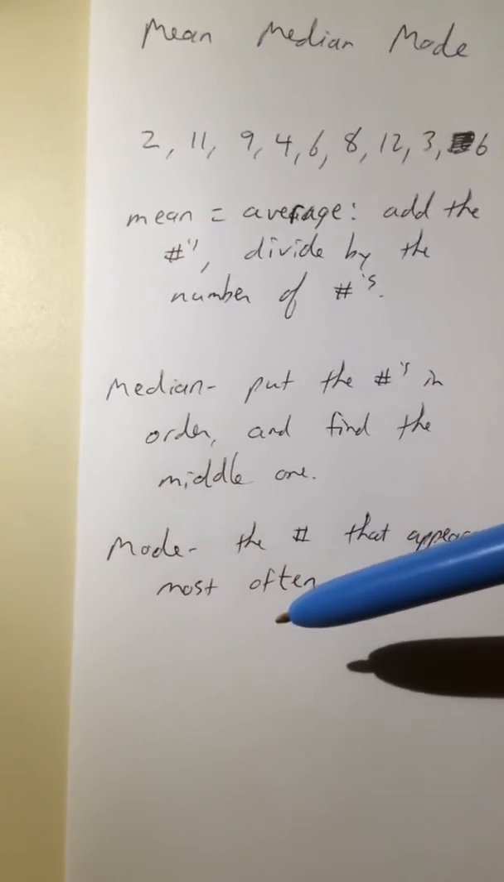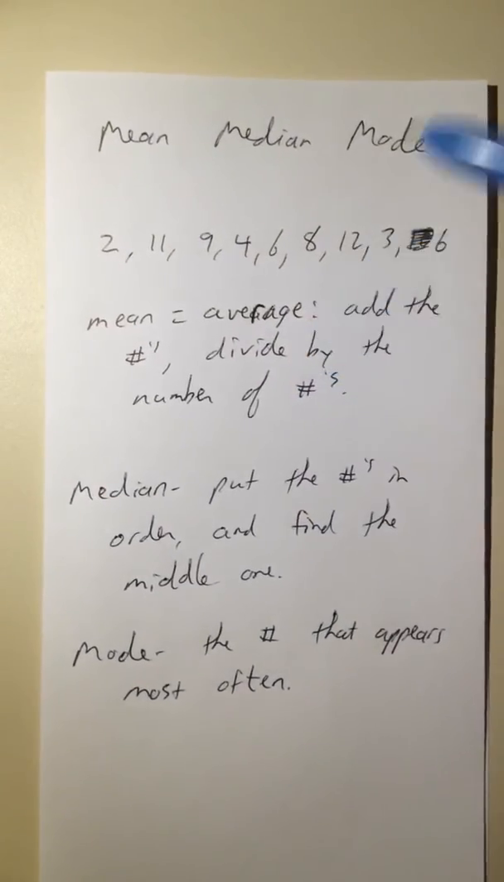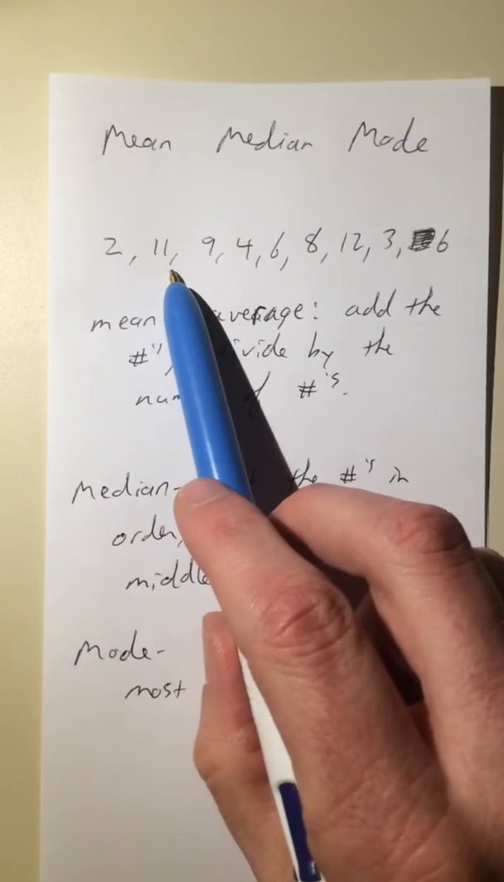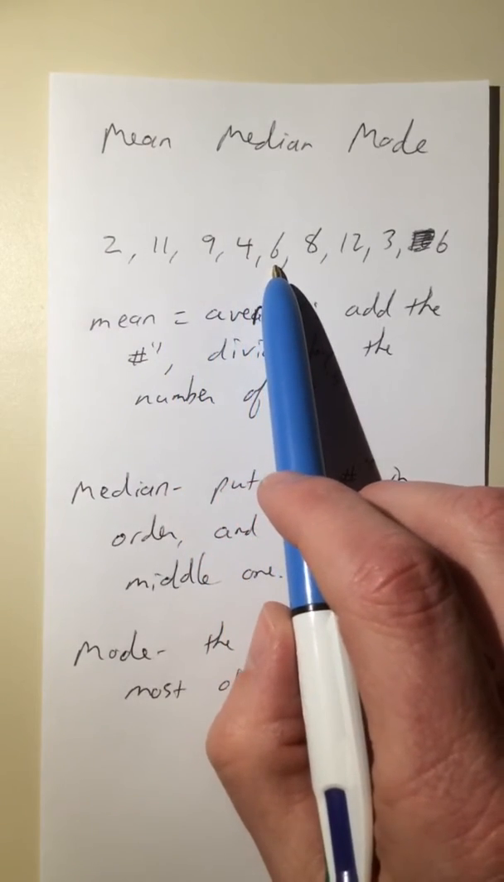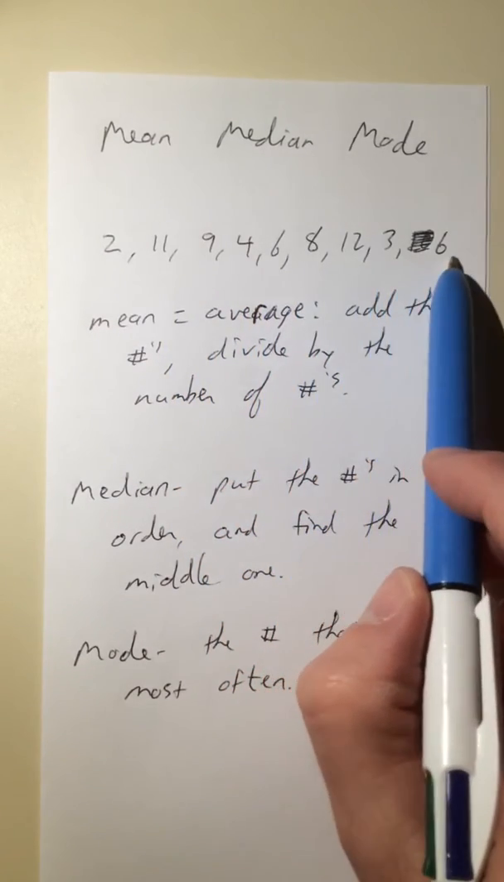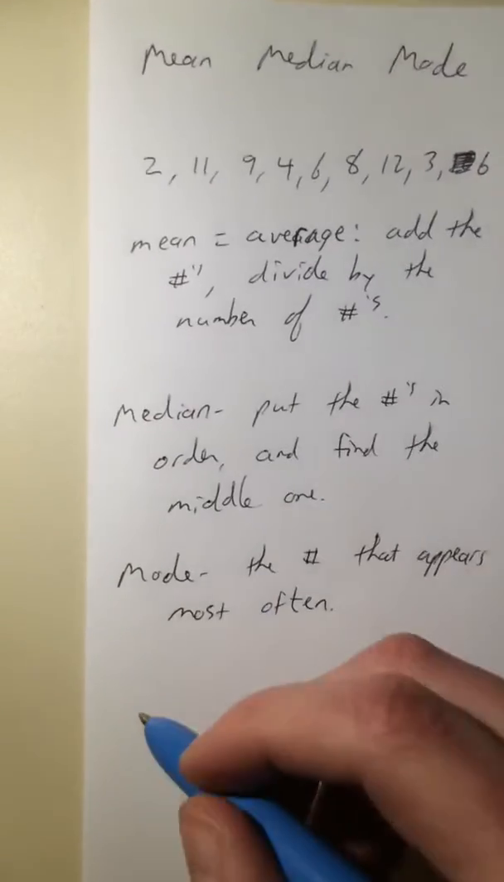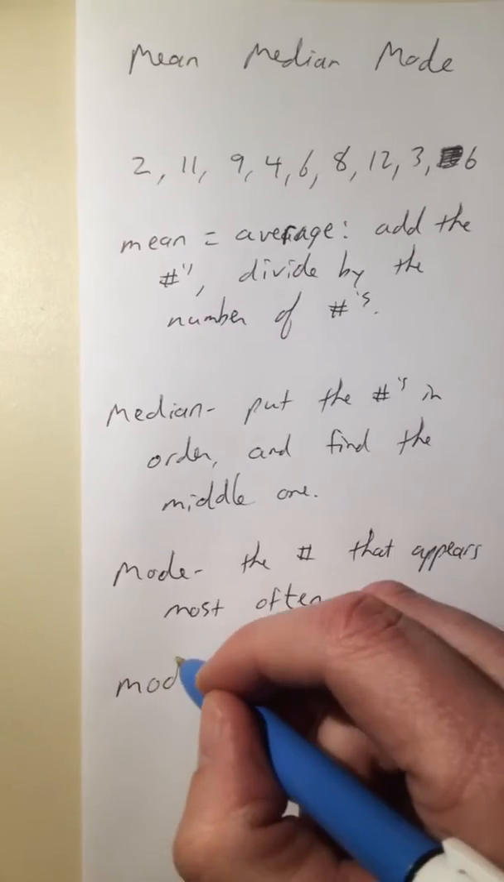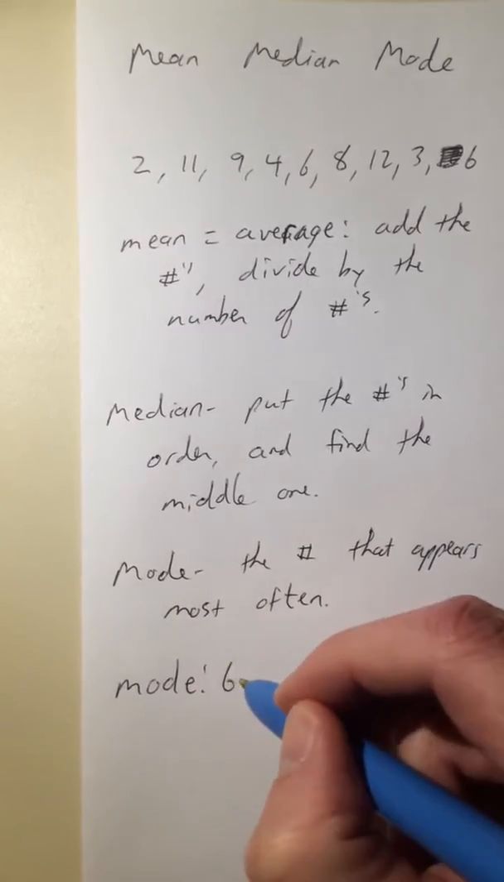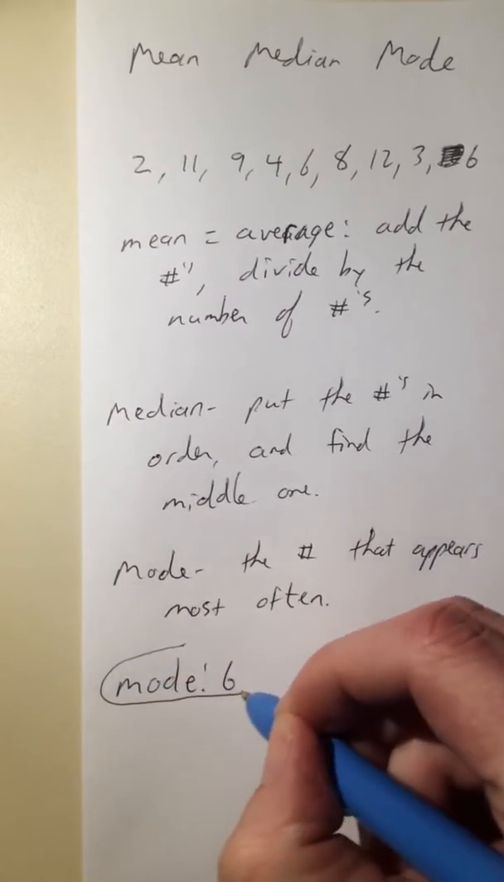Okay, so why don't we do mode first because it's really the easiest. So we just take a look at our list of numbers here. We got 2, 11, 9, 4, 6, 8, 12, 3, 6. So we have 2 6s. That's the number that shows up most often. So mode is 6. Easy.